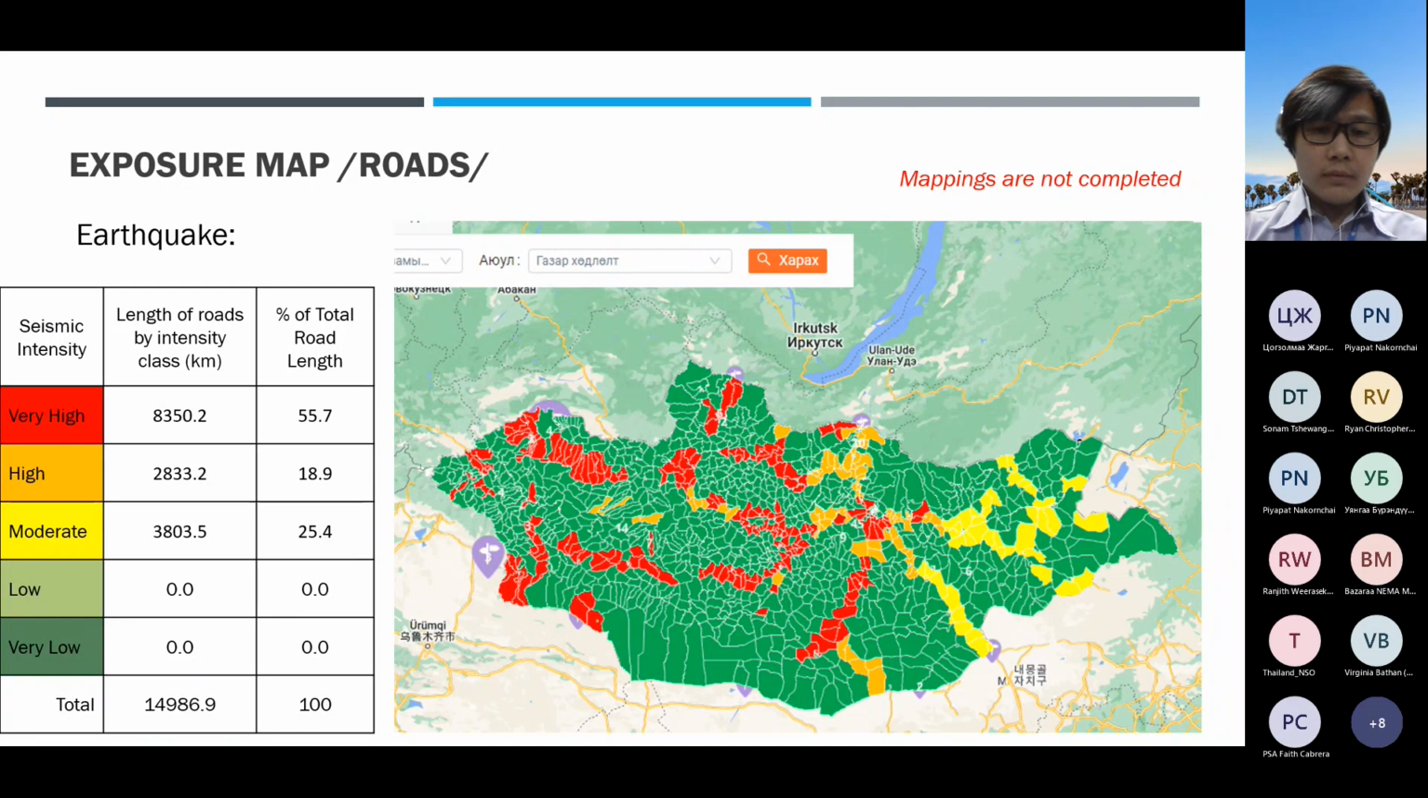Here is the road exposure map from the database, how it looks. As you can see, the right regions of the country are in a high level of exposure. As I said before, the green color can disappear or change its color.